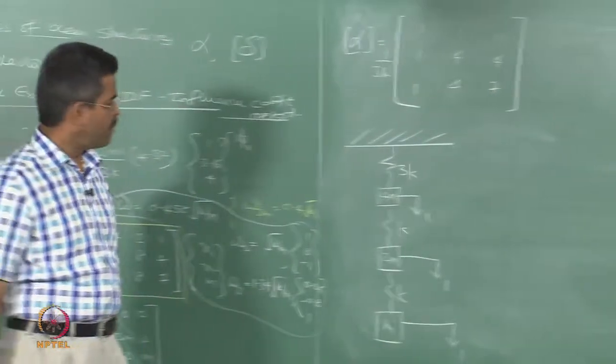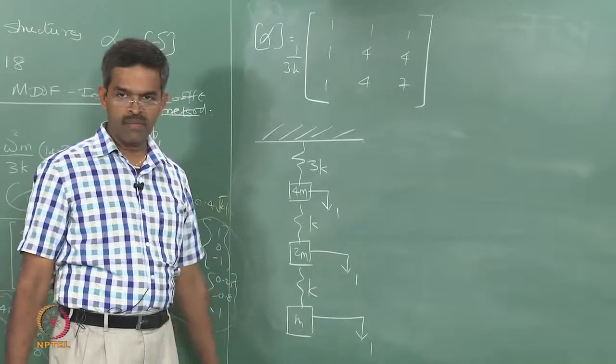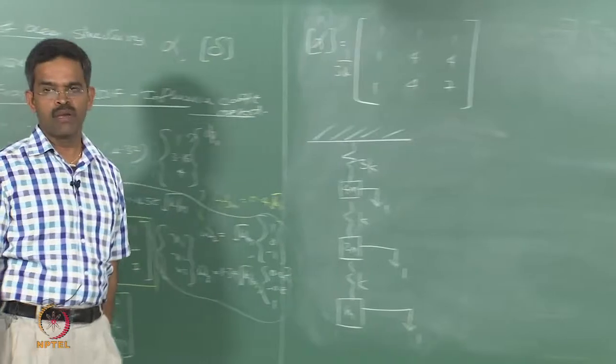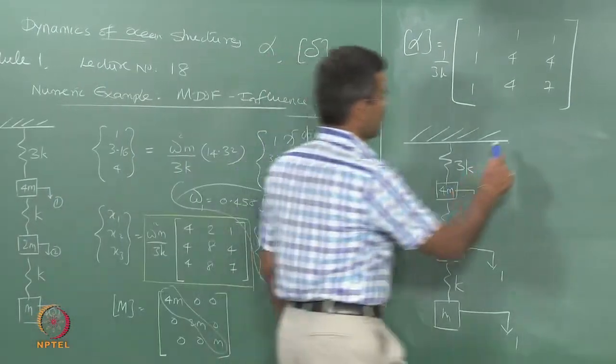Okay, individually. I am marking 1, 2, 3; they do not mean degrees of freedom, they are the first, second and third locations of the respective unit forces to be applied. So, let us do that.